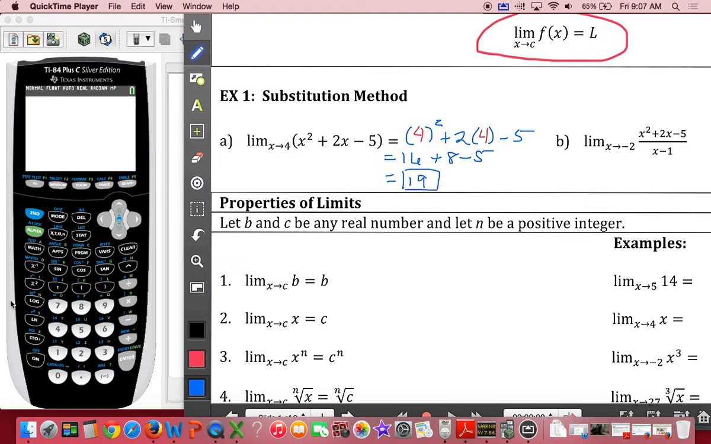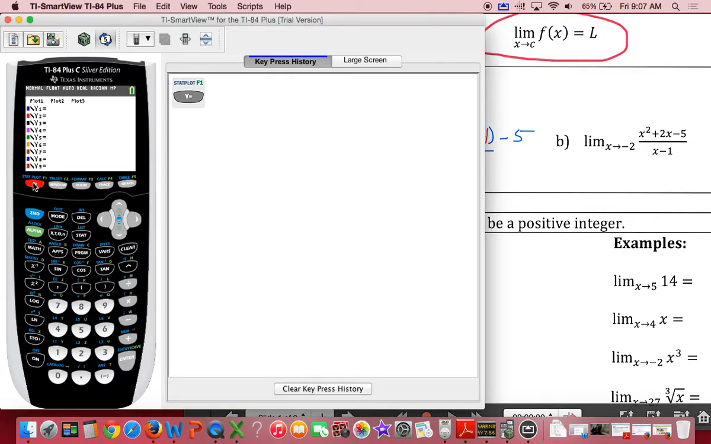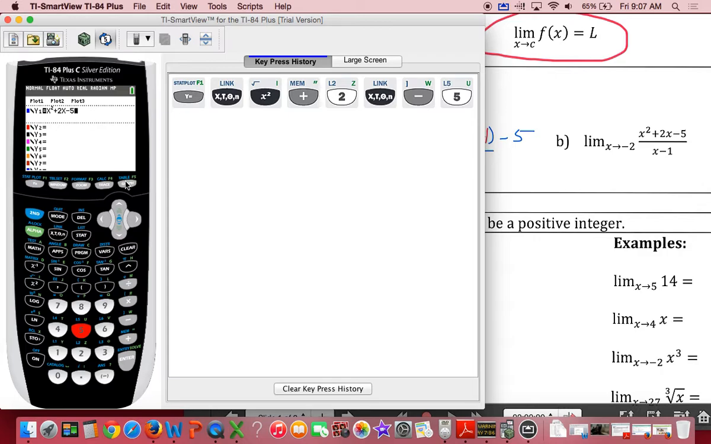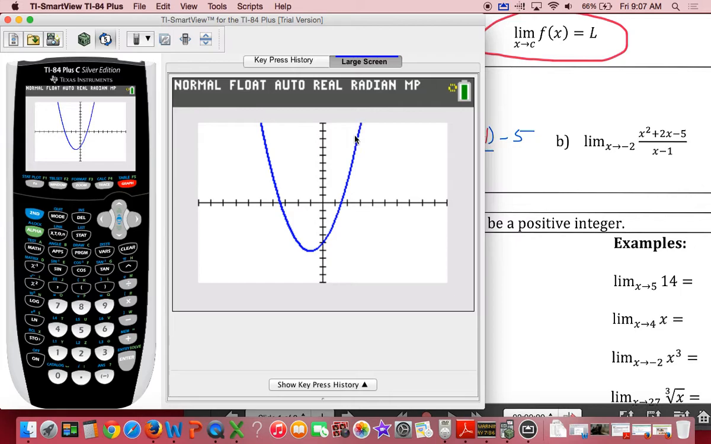So if we go over to your calculator here, and we input into your calculator this function right here. So go into y equals, and we're going to put in x squared plus 2x minus 5. And then look at the graph. Oh, let's look at the large screen. So look at your graph. So right here, this goes up to what value?